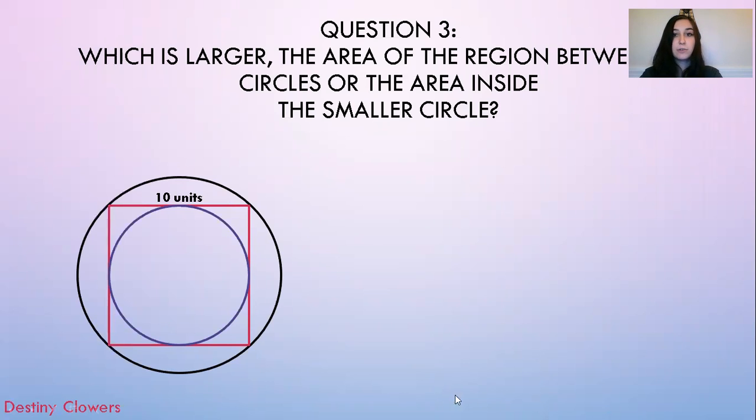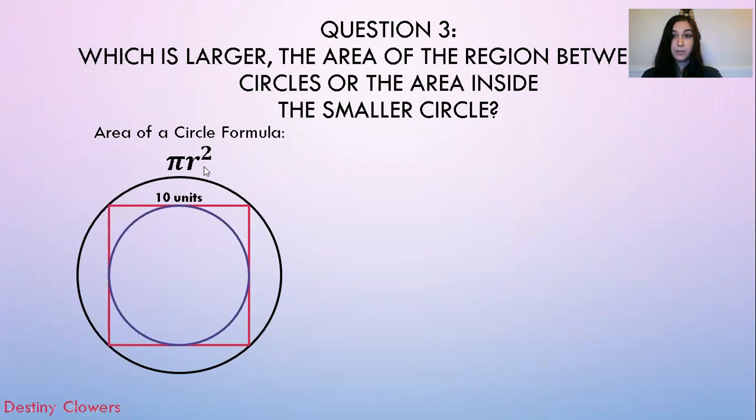So the area of the region between the circles is the area of the larger circle, which is this one, minus the area of the smaller circle. So in order to figure that out, we need to start by finding the area of the smaller circle. Now the area of any circle is pi r squared.